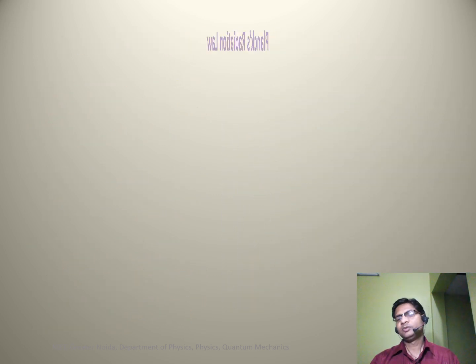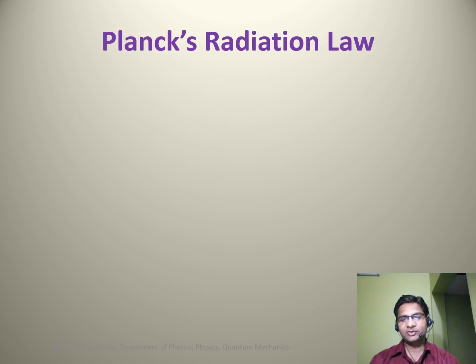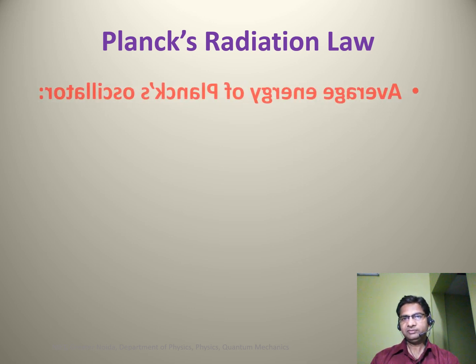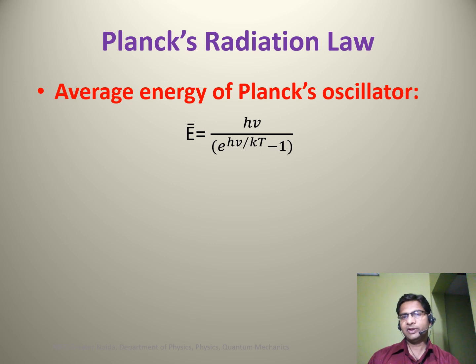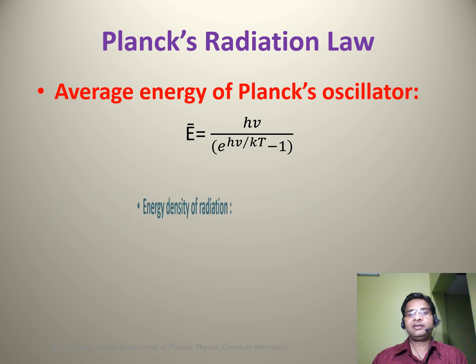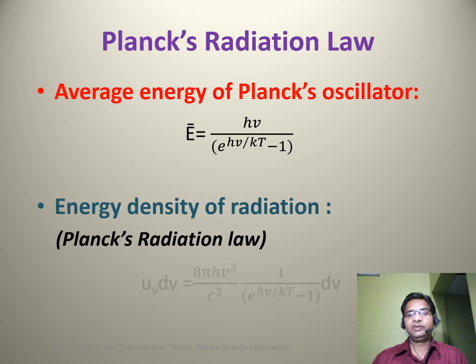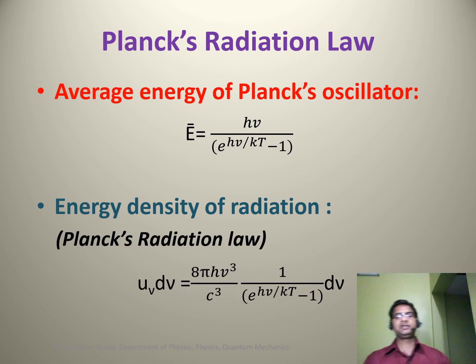To explain the blackbody radiation spectrum, Planck developed a radiation law on the basis of his hypothesis. He derived a relation for the energy density of Planck's oscillator. First he found the average energy of the Planck oscillator. So this relation is this. We will derive this relation later on, and the energy density of radiation is this. This energy density relation is termed Planck's radiation law. This relation completely explains the blackbody radiation spectrum. Basically, Wien's law and Rayleigh-Jeans law are the limiting cases of this Planck's radiation law.